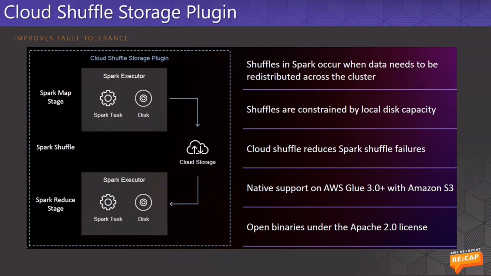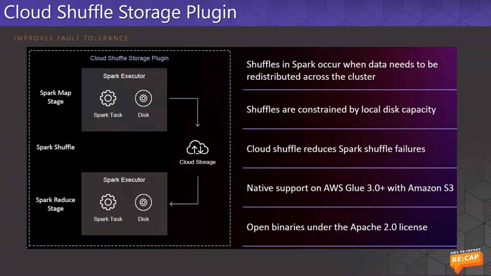Similarly, there is a new plugin that AWS announced called the Cloud Shuffle Storage plugin. So using native Spark, if you run a very heavy job and if your nodes run out of memory when they are processing a particular slice of data, they need to do something called a shuffle, and that data in memory sometimes spills over into the storage associated with that node. And if that storage is exhausted, that node will fail. And recovering from those kinds of situations is very tricky.